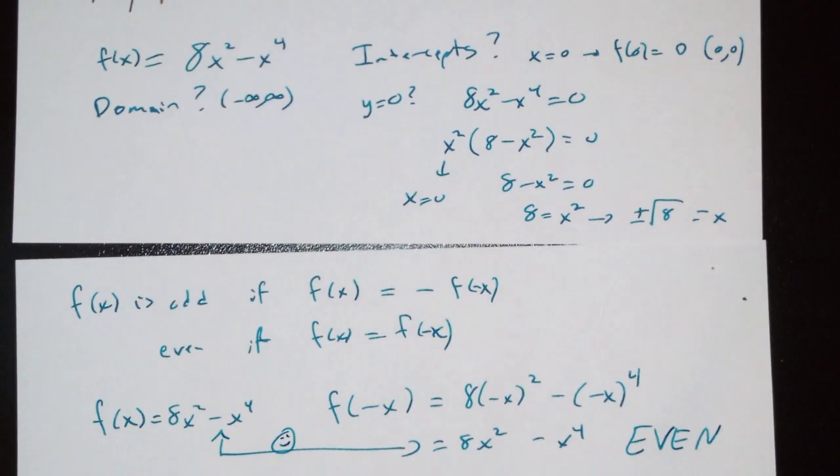And that means the graph of this function is exactly the same on the left side as it is on the right side. So now I know if I just work out values over here on the right side, I'll get the negative ones to be the same.